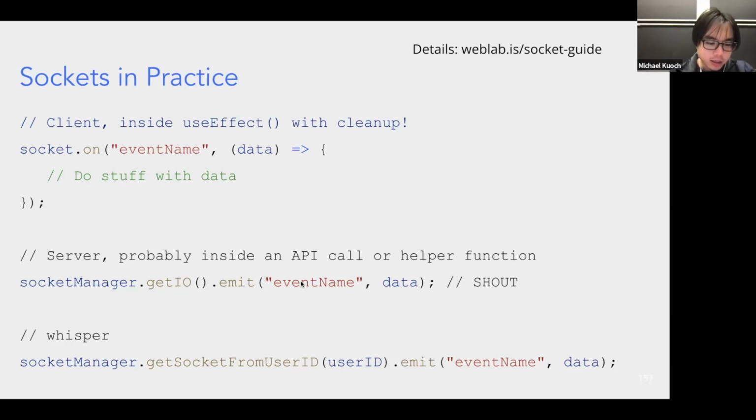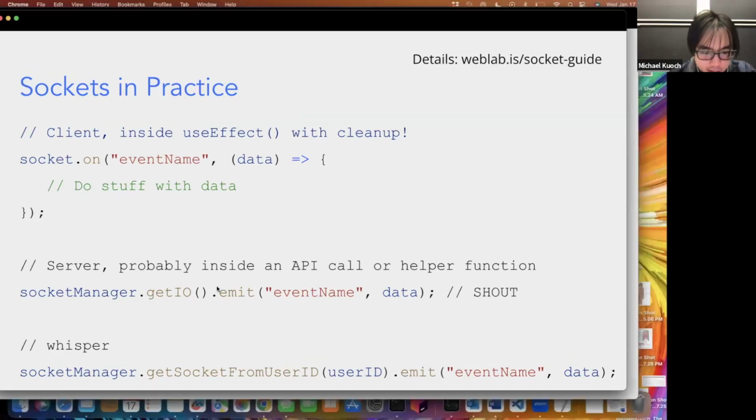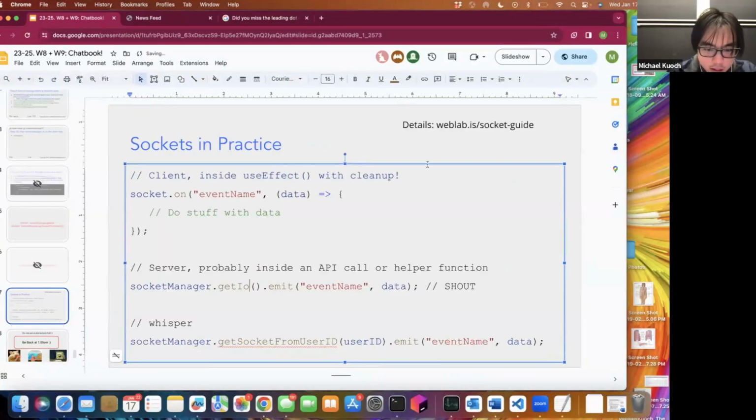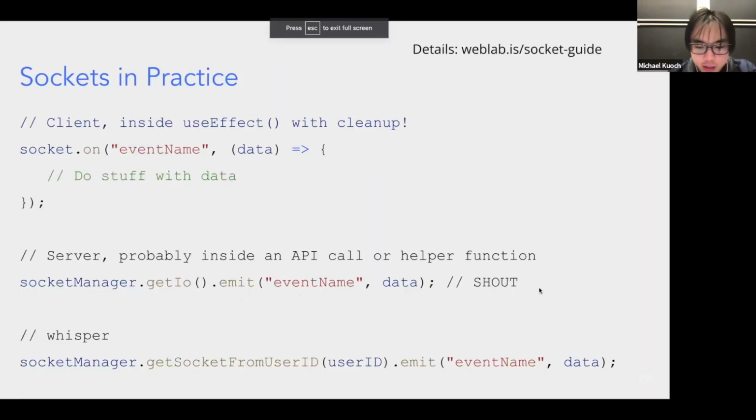There's two ways we can do this. One of them is with this getIO().emit syntax. It will essentially be like a shout because it emits an event to every single client connected to the server. And again, with that, we can pass some sort of data for the client to use whenever they hear that event.